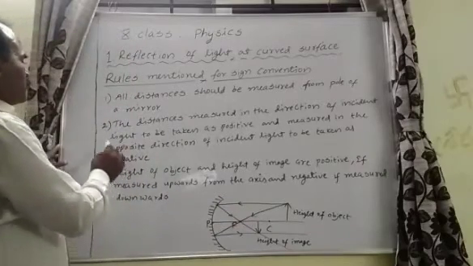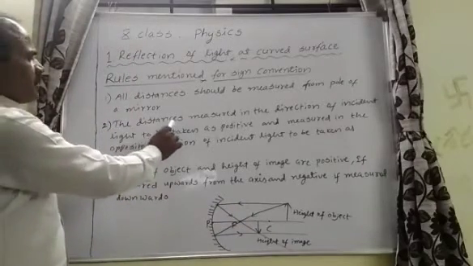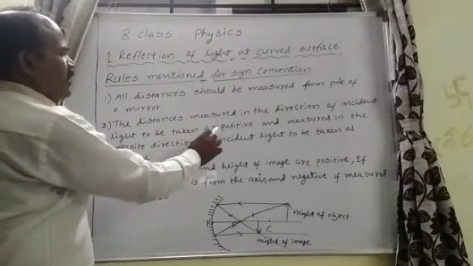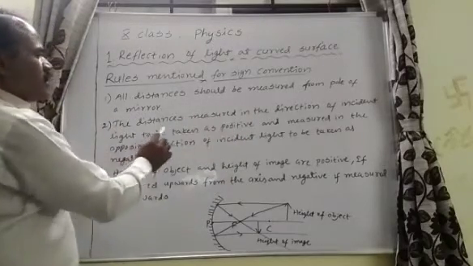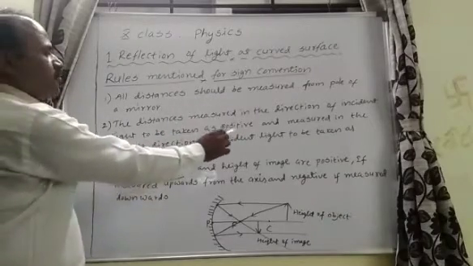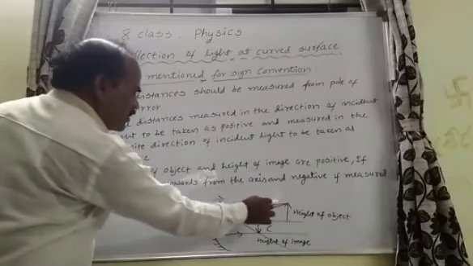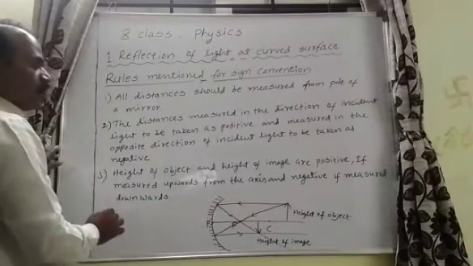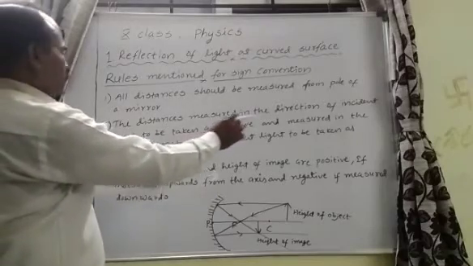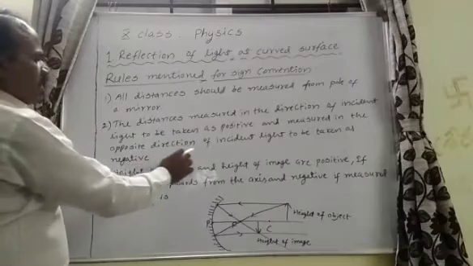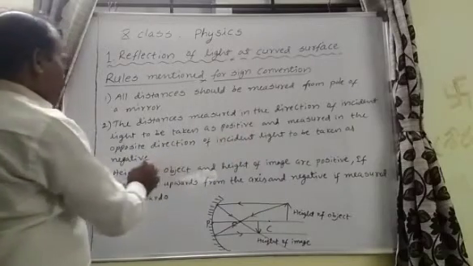Second, distances measured in the direction of the incident light are taken as positive. This is the direction of the incident light, taken as positive. And distances measured in the opposite direction of the incident light are taken as negative.